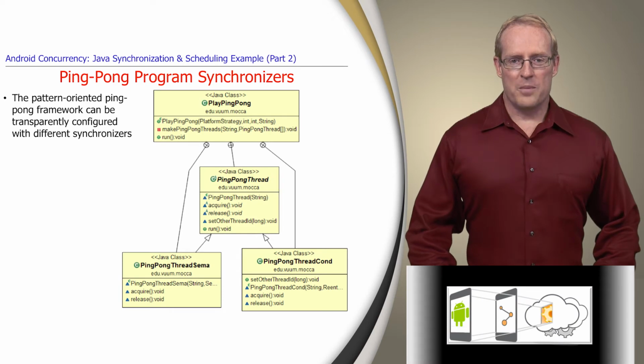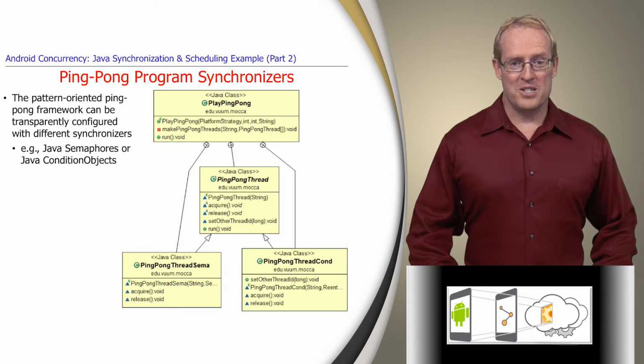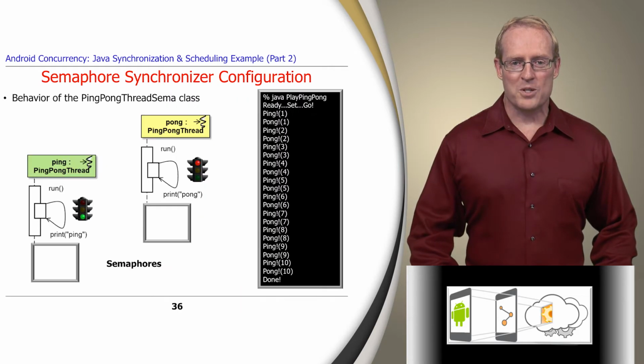The pattern-oriented ping-pong framework can be transparently configured to support different synchronizers, either semaphore-based or condition object-based, using the makePingPongThreads factory method covered both earlier and later in this video. We first analyze the semaphore-based synchronizer configuration, which enables the ping and pong threads to alternate printing the ping and pong strings to the console.